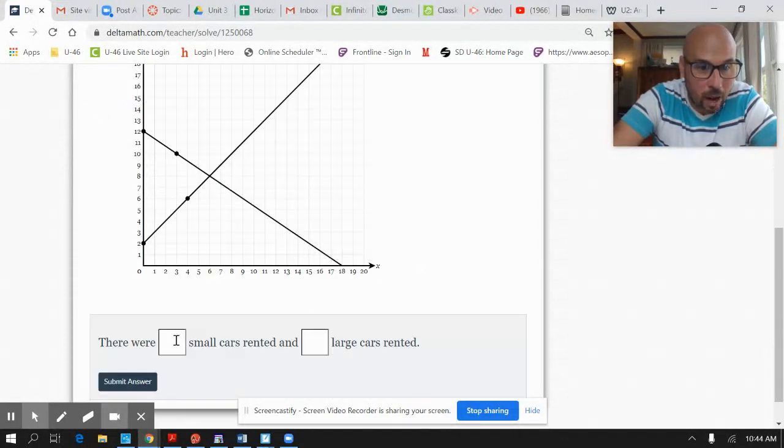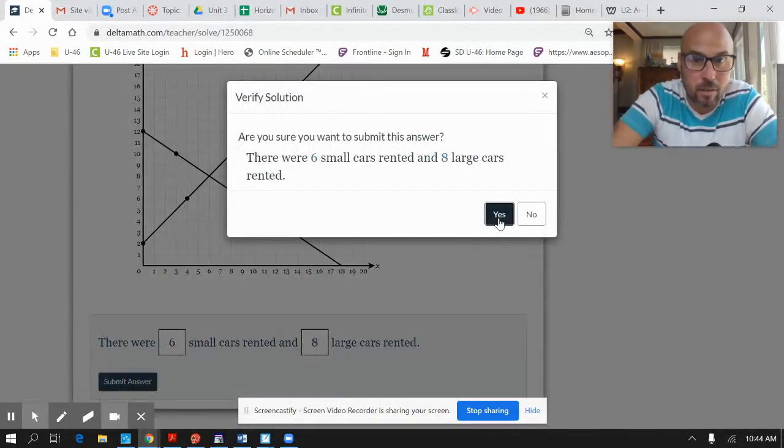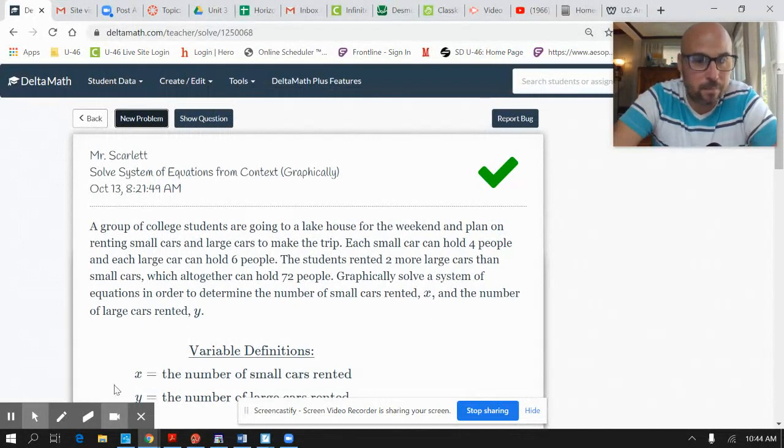So there were how many small cars? 6 small cars. 8 large cars. Submit my answer. Cross my fingers. Yes.